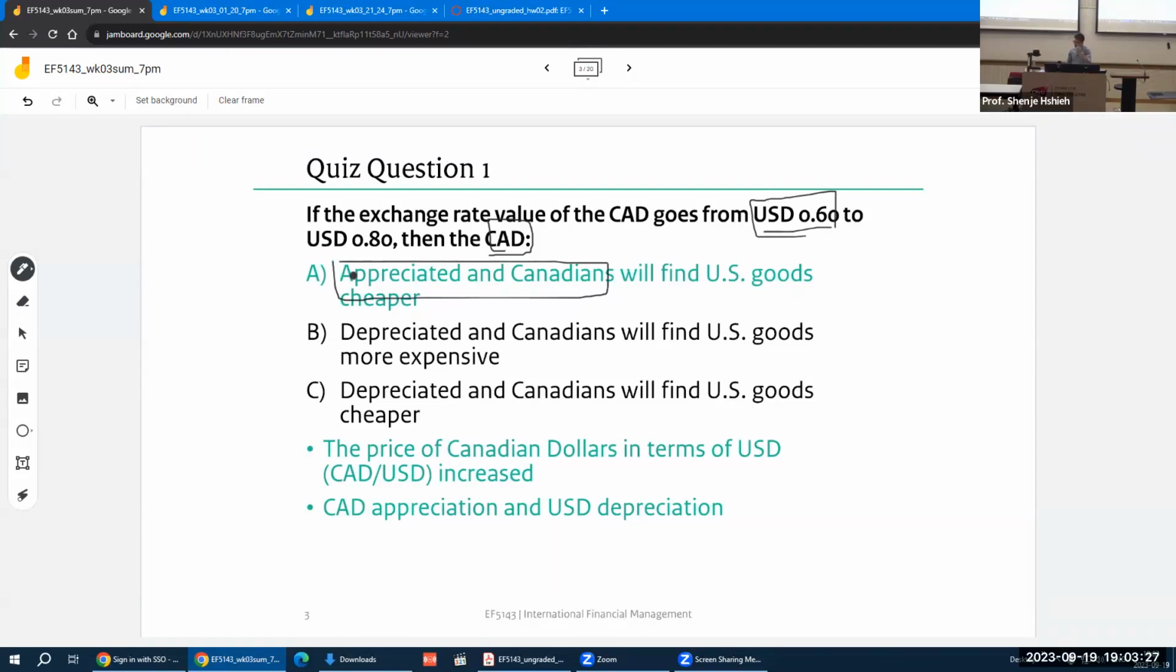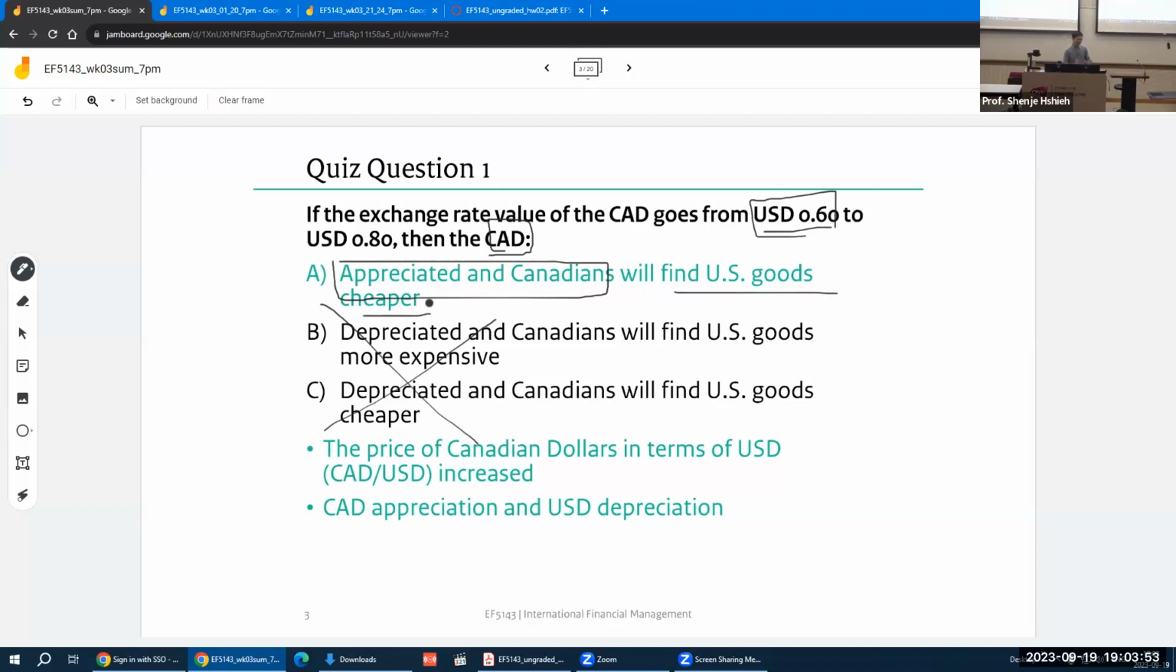Based on that understanding, that the price of the underlying asset, Canadian dollars, increased, there is only one solution, right? B and C are both wrong, because we're not describing depreciation of the Canadian dollars. If you wanted to see depreciation, you would see the Canadian dollar getting weaker, which is not the case. All right. So the last part: find US goods getting cheaper.